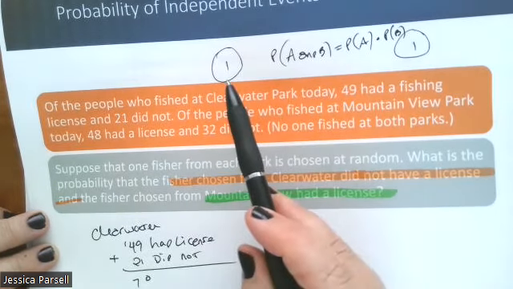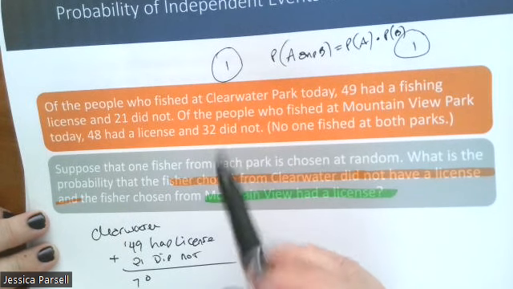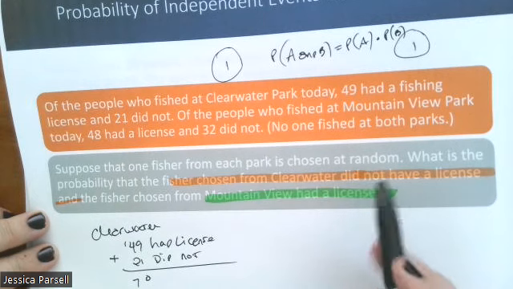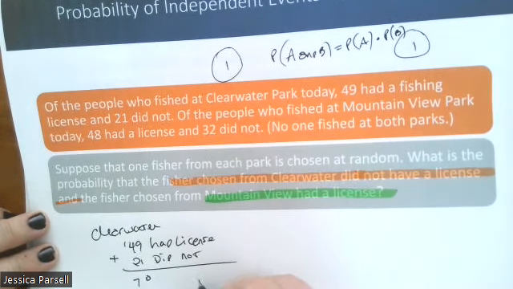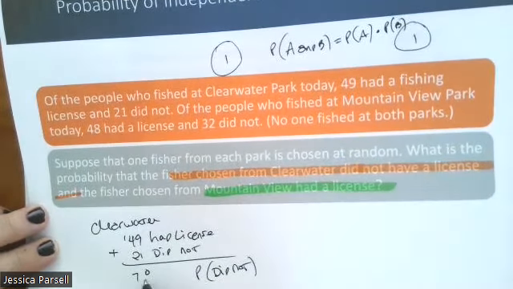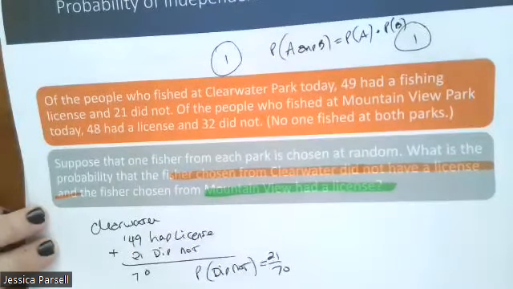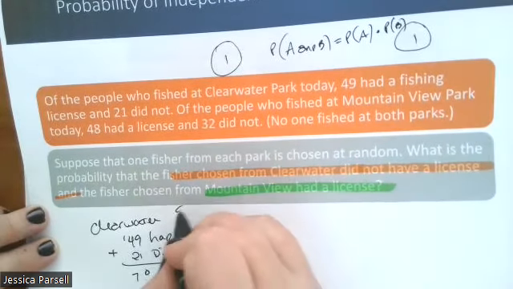So think about those 70 fishermen there. And they're asking that the fisherman chosen from Clearwater did not have a license. Okay, what's the probability that they did not have a license? Well, that's 21 out of 70. Okay, now that's the probability. We'll call this event A.